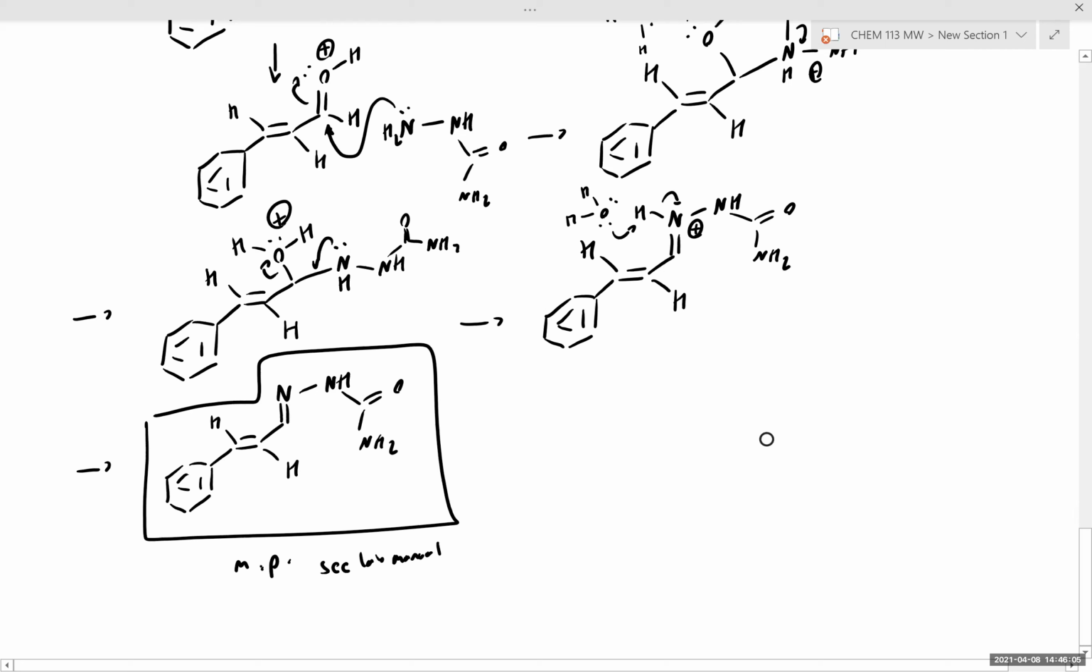And once we have this neutral semicarbazone derivative, we're going to measure the melting point of this derivative and compare our observed melting point for this derivative to the literature value mentioned in your lab manual. So that is a complete overview of this laboratory. Any questions that I can address?